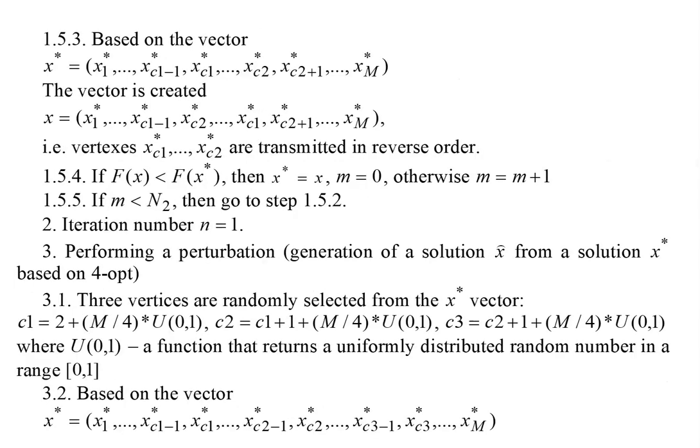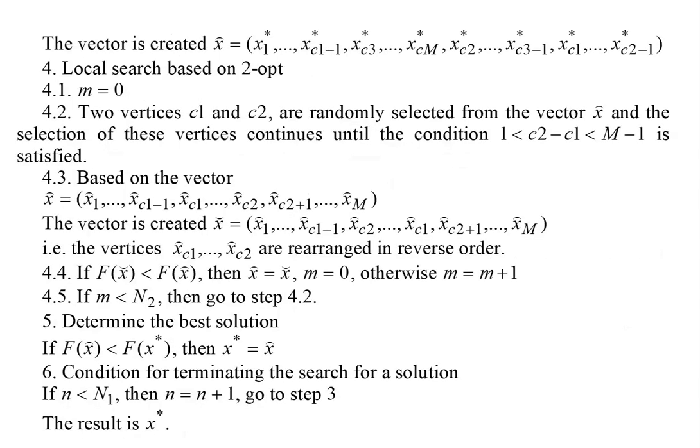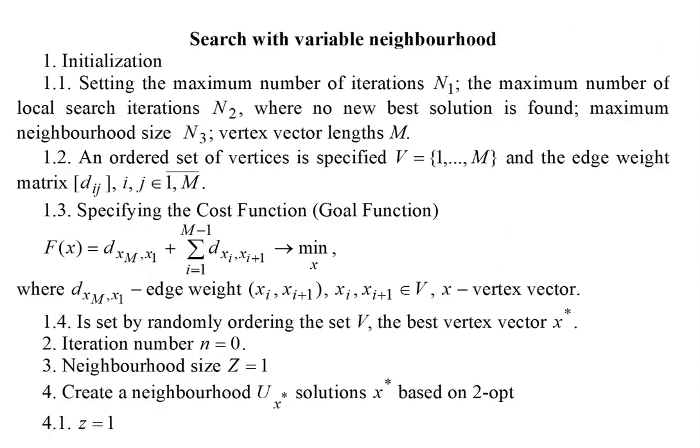Initialization. Iteration number n equals to 1. Performing a perturbation. Local search based on 2-opt. Determine the best solution. Condition for terminating the search for a solution.